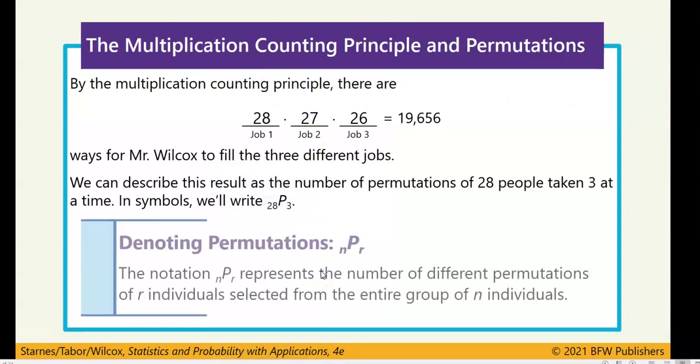Yeah, that's it. So you can notate it nPr. It's not the public radio station. These are different kinds of permutations: r individuals selected from the entire group of n individuals. So n is the entire group, and r is the ones that were selected.